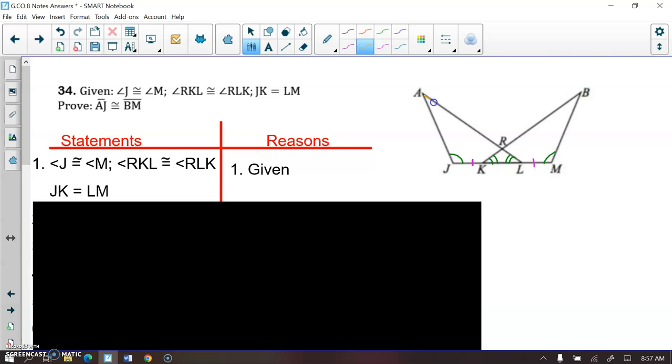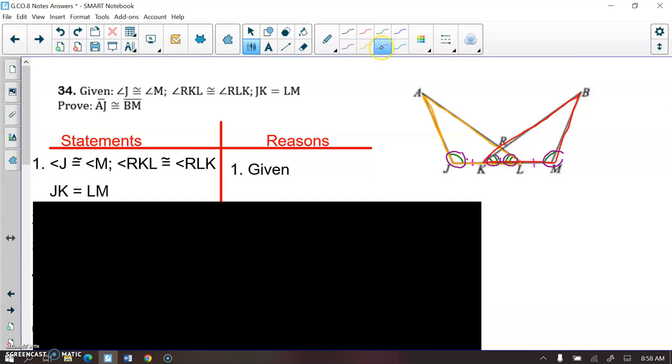Now, it looks like I'm trying to prove AJ congruent to BM. So it looks like I'm trying to prove this yellow triangle congruent to this red triangle, which on both of those triangles, I have a pair of corresponding angles congruent, and I have another pair of corresponding angles congruent.